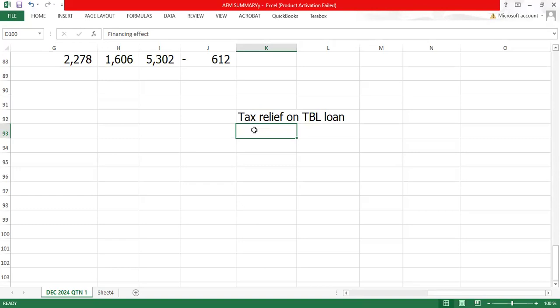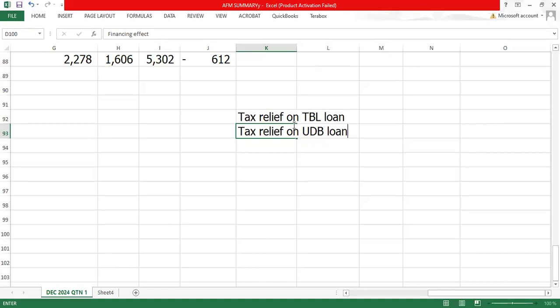Then also you will have the tax relief on the other loan, that is from UDBL. So you need the tax relief on your debt finance. That is number one. Here we are separating because we have two sources of debt finance. Then next, what else do you need? Just master the flow.